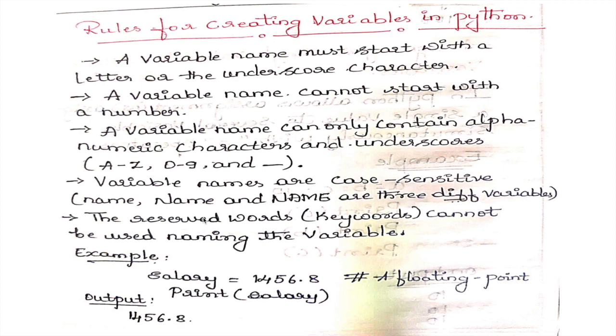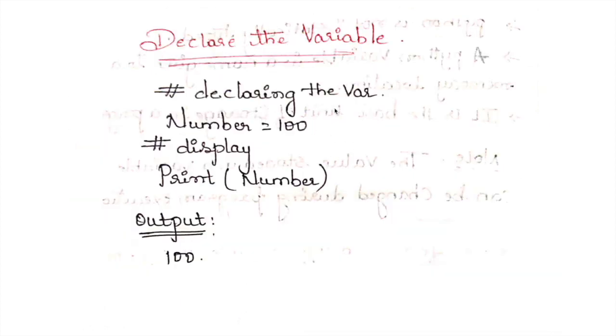For example, see here, salary is equal to 14,456.8. This is a floating point value, so it will print that. So salary is a variable here. Next, declare the variable. This is just another example. Number is equal to 100. So what is the variable name here? Number is my variable name, and I'm going to assign the value 100 to my variable number. If you print number, what will be the output? 100 will be the output, because the variable number contains the value 100.